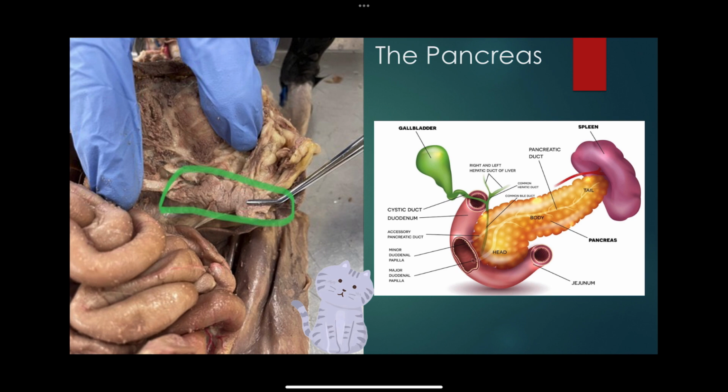The pancreas is going to be right here, connected to the spleen. And then the enzymes travel through the pancreatic duct all the way right here. For the cat model, you could see it right here, right under the greater omentum, which we are holding in this area.